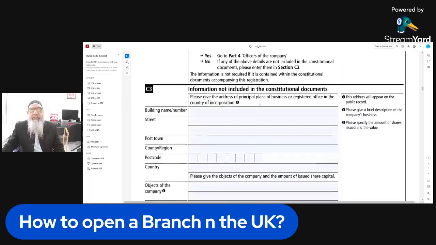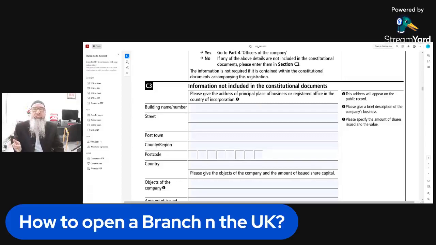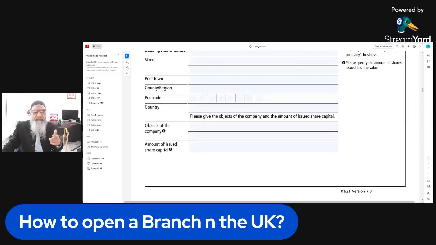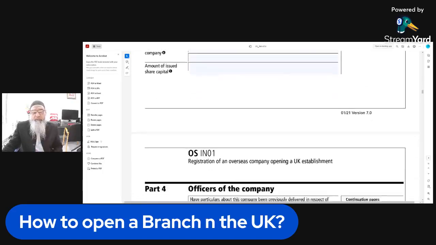In C3, information not included in the constitutional documents. So just like building or number, address, street number, post town, country, postcode, then parent company details, objects of the company, if these are not disclosed in the documents we have submitted, and amount of issued share capital we are supposed to disclose here.